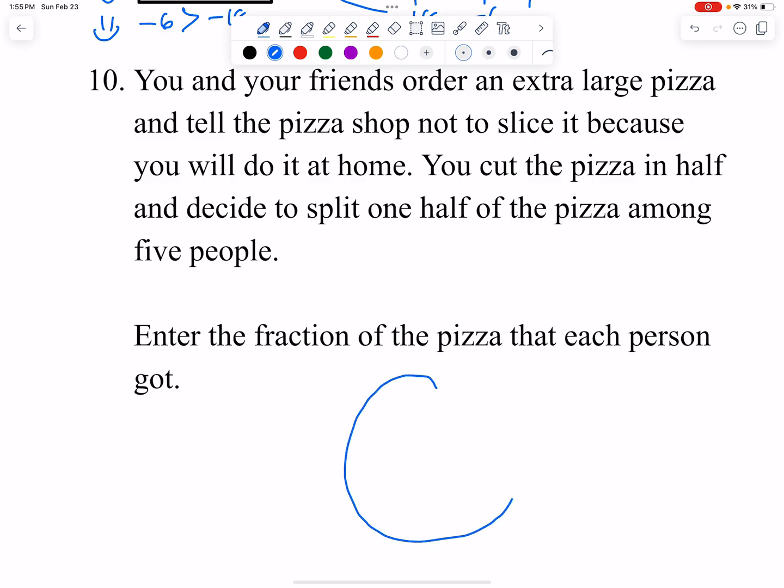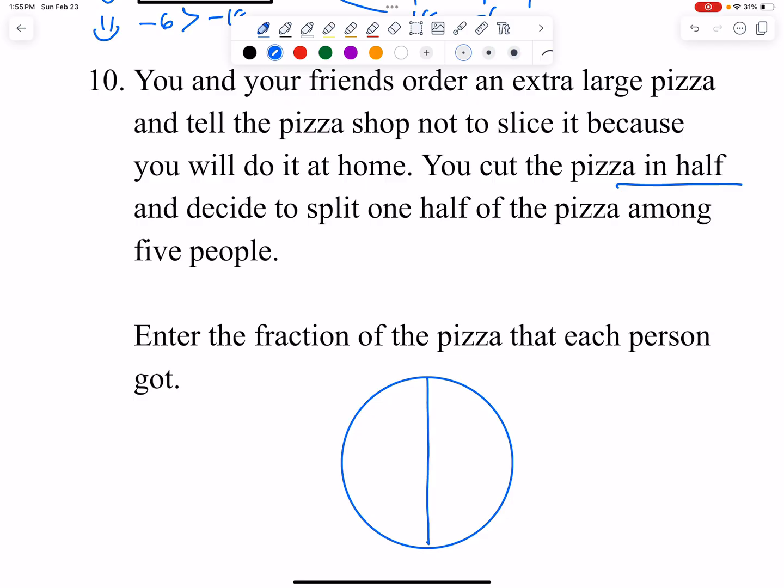Okay, so I got a pizza. There it is. Wonderful. What did I do with this pizza? Not to slice it, okay? I cut the pizza in half. So there it is. Boom. That's awesome. And decide to split half of the pizza among 5 people. So I'm going to split this half.